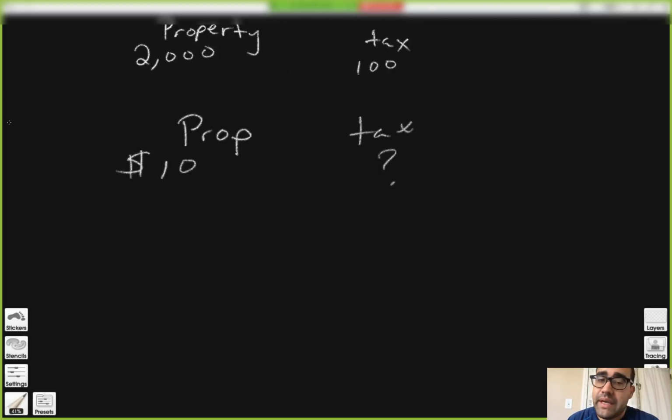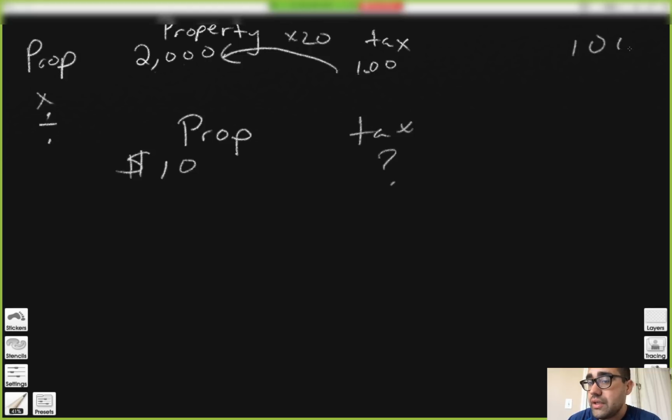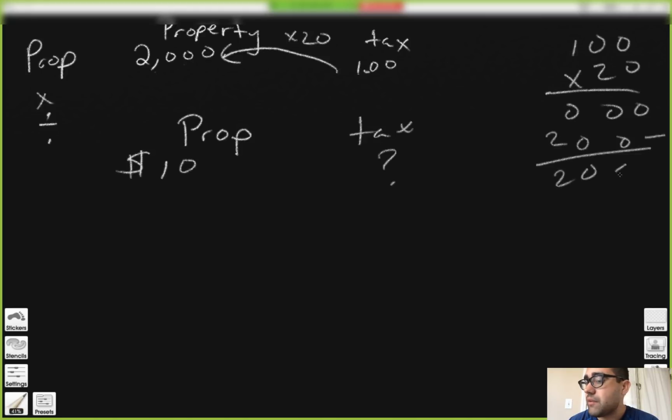You can do it many ways. You can compare from here to here. In proportions, you multiply or divide. 100 to get to 2,000 is times 20. The proportion is 20. That's the proportion. It's 20 times bigger.